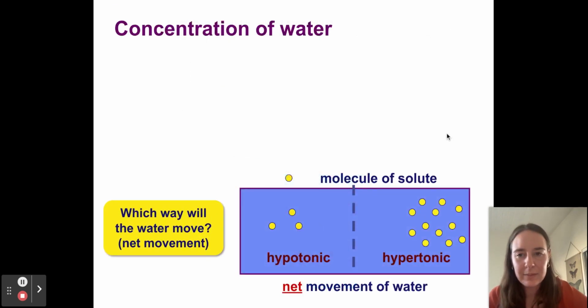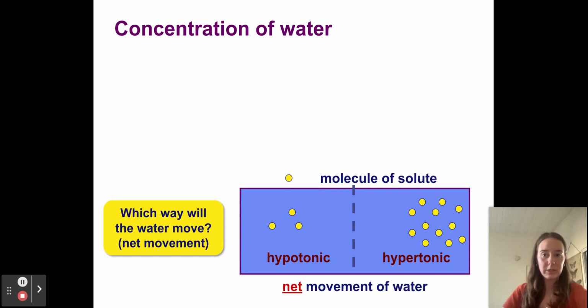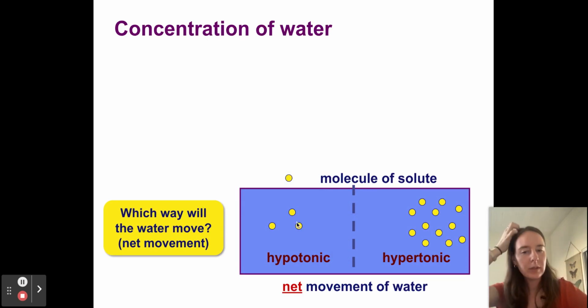All right. So let's do some practice and then let's learn some more words to help us think about this. So let's look at these two solutions right here. On this side, each of these yellow dots represents one molecule of solute. And we have a semi-permeable membrane or selectively permeable membrane. And think, what can cross the membrane?